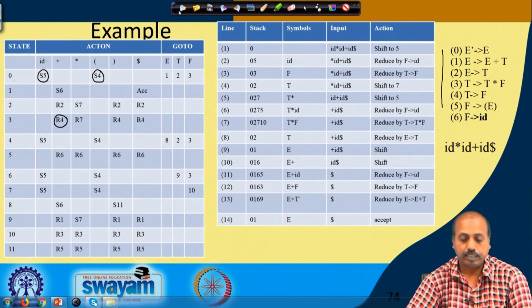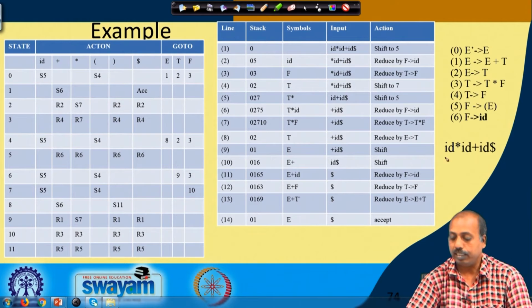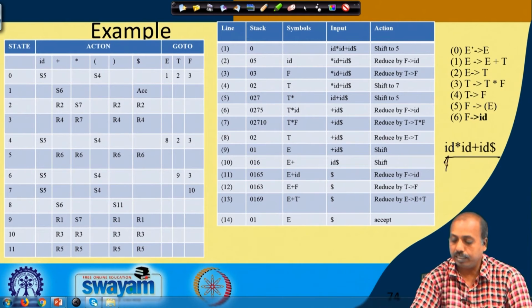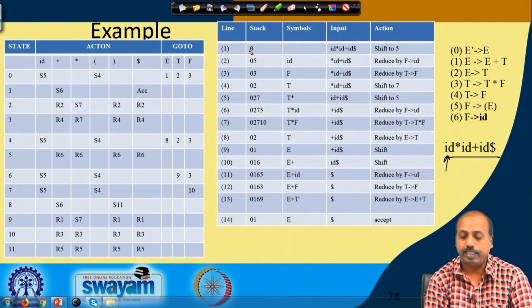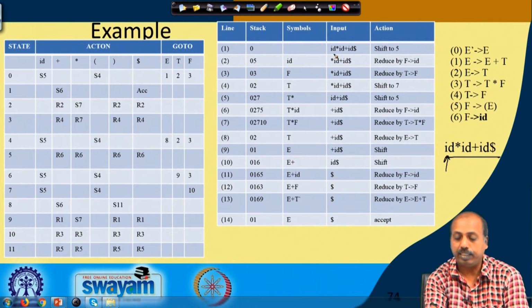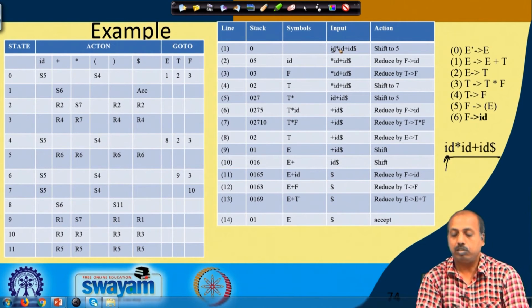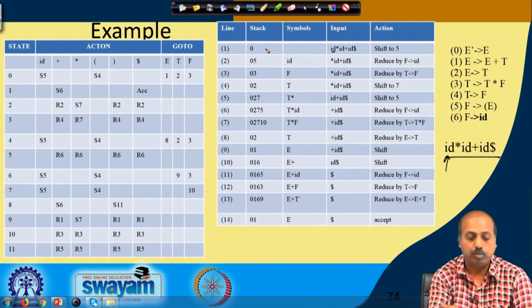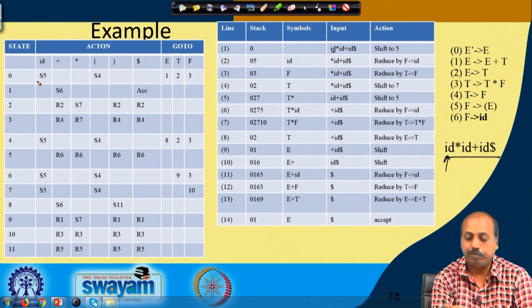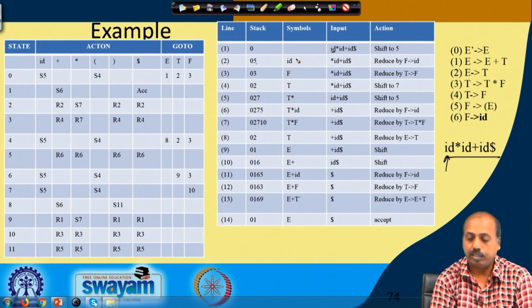So, let us see how this thing proceeds. Let us consider an example, say this is the string: ID star ID plus ID. Initially my input pointer is here and the stack contains state 0 and there are no symbols in the stack. Now, this is the input ID. From state 0 and ID, it says that it should be state 5. So, the state 5 is pushed into the stack, and this symbol ID is also put on the stack.